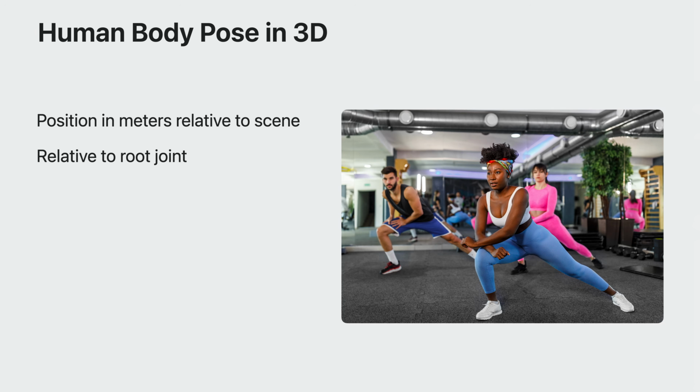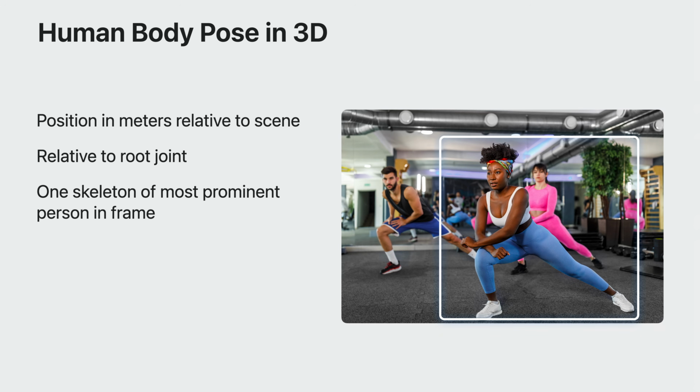This initial revision returns one skeleton for the most prominent person detected in the frame. If you were building a fitness app and ran the request on this image of a workout class in a gym, the observation would correspond to the woman in the front who's closest to the camera. To better demonstrate the structure of the 3D skeleton with some context, let's break down this yoga pose.